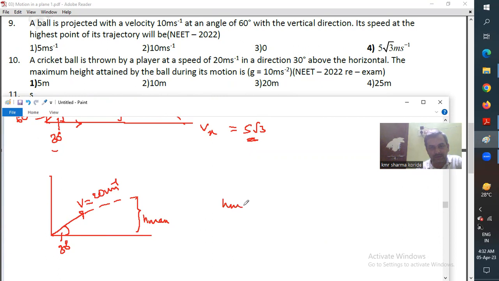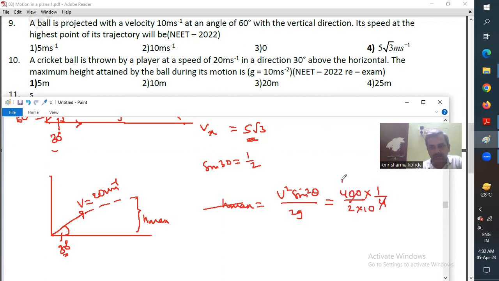So get back the equation of maximum height. H max is equal to V square sin square theta by 2g. V is 20 means V square will be 400. Sin square 30: sin 30 is 1 by 2, so sin square 30 will be 1 by 4. 2 into g is 20, 2 into 10. So this is going to be 100 by 20, so 5. So the first option is correct.